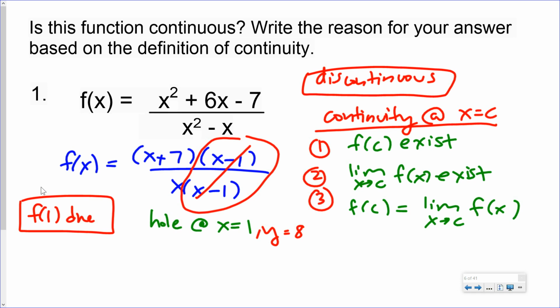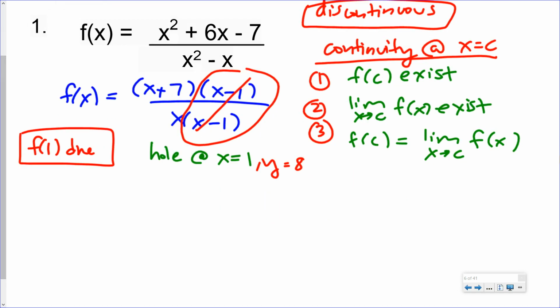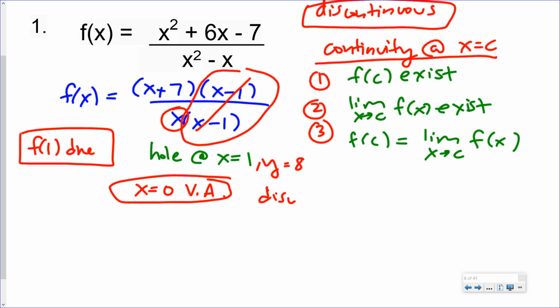So guys, where is the VA in this problem? Right here. The bottom is x equals 0, so that is a vertical asymptote, okay? If that is a vertical asymptote, it is a discontinuity, okay? Now, I can't just say there's a vertical asymptote. I've got to say which one of these doesn't apply. Which one doesn't apply, guys?